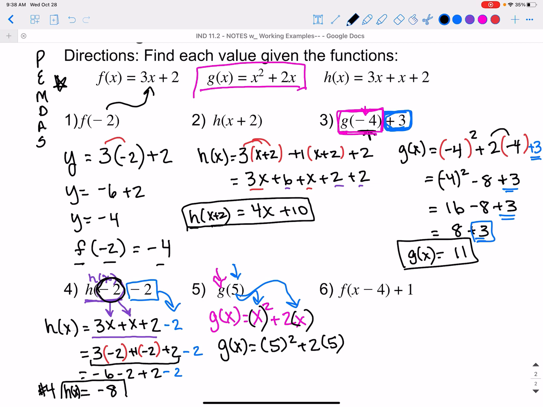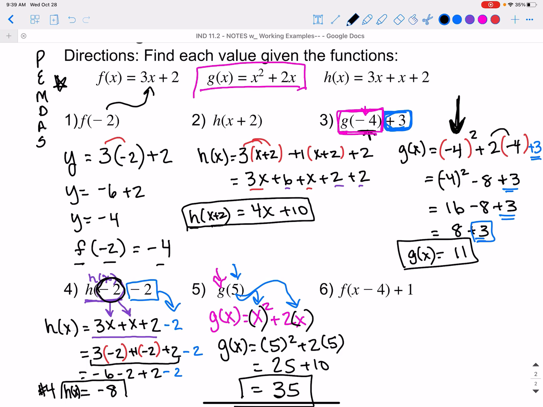Now, it's important to use your brackets because, just like we had up here in example number 3, I plugged in a negative 4, and then I squared a negative 4 and I got positive 16. It's really important to use your brackets because if you don't, you're liable to lose a negative sign, okay? So now let's evaluate this. 5 squared is 25. 2 times 5 is 10. 25 plus 10 is 35. So my number 5, my answer is 35. Okay? There was no extra tacked on to the end, so there was nothing to keep dropping down and do at the end.